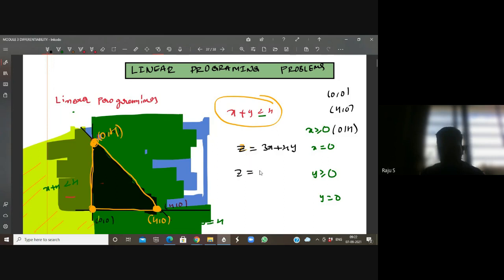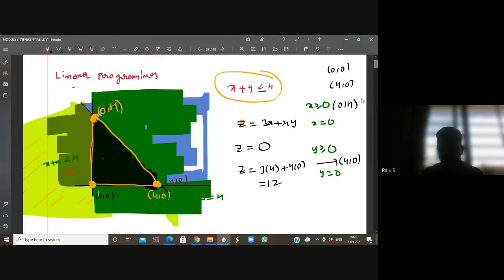When I substitute 0 comma 0, z value is 0. When I substitute 4 comma 0, 3 into 4 plus 4 into 0, that is 12. This is at 4 comma 0. Next, the last point is 0 comma 4. When it's 0 comma 4, x value is 0, y value is 4. When I substitute here, z is equal to 3 into 0 plus 4 into 4, nothing but z is equal to 16.